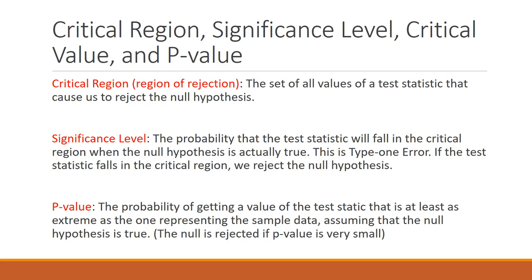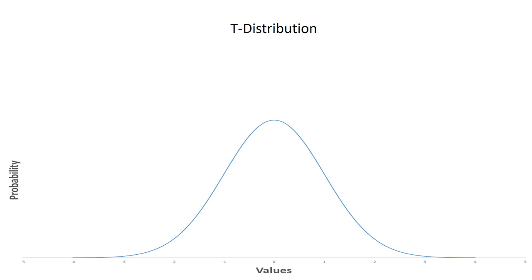Okay, I'm going to make all this more clear in a minute, but we just have to get our definitions out. The p-value is the probability of getting a value of the test statistic that is at least as extreme as the one representing the sample data, assuming that the null hypothesis is true. The null hypothesis is rejected if the p-value is very small. All right, getting the definitions out, I'm going to illustrate it right now.